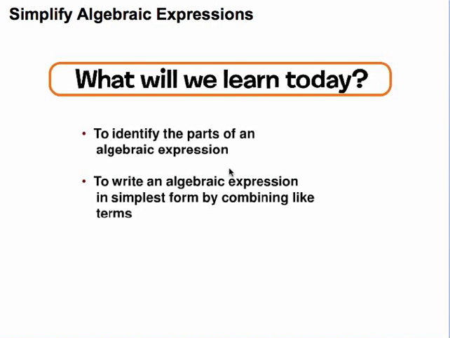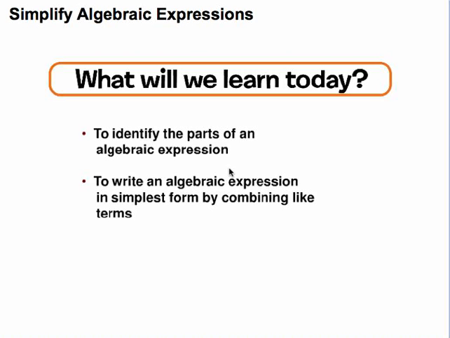Today we're going to learn how to simplify algebraic expressions. What we're going to be learning how to do today is to identify parts of an algebraic expression and to write an algebraic expression in simplest form by combining like terms. All of this contains a lot of vocabulary to start, such as algebraic expression for one, like terms. We're also going to add on to that constant term.